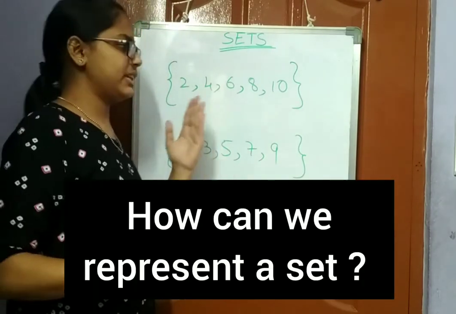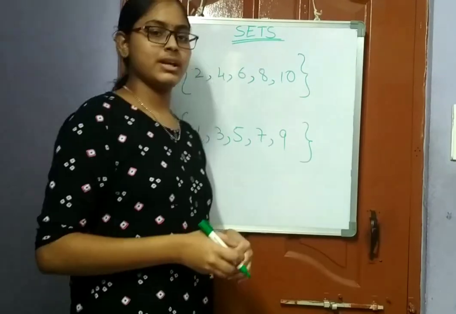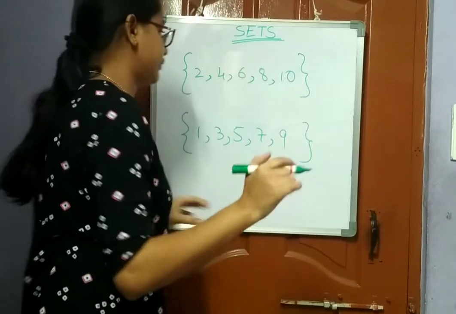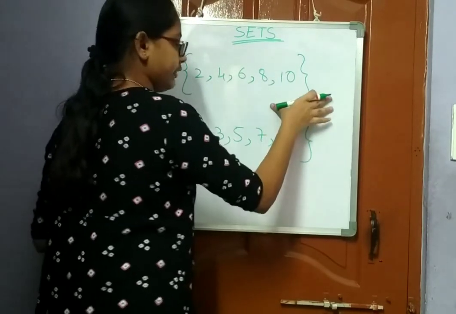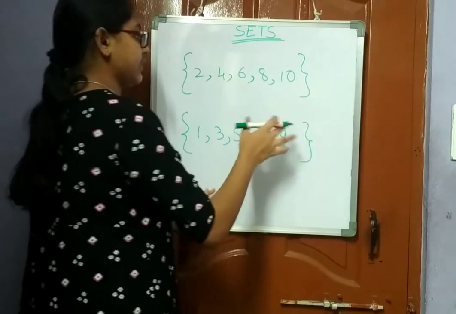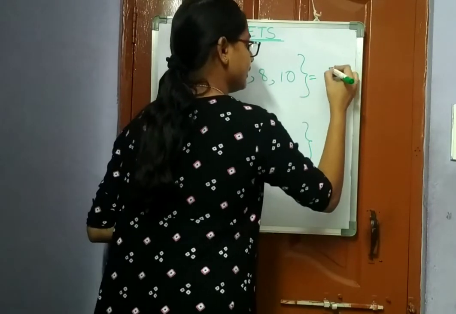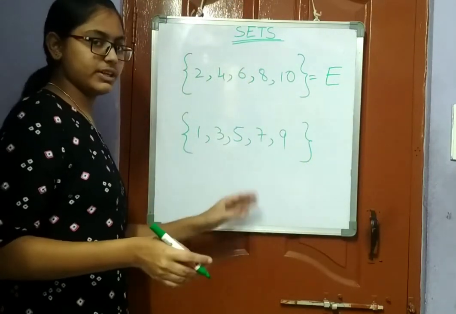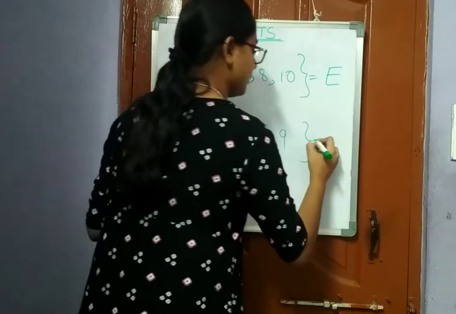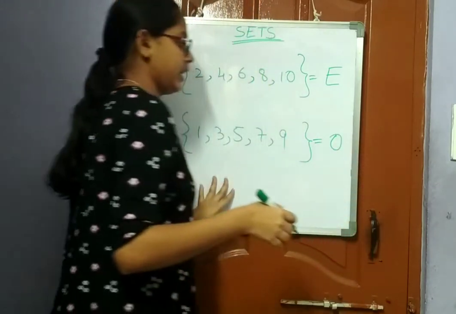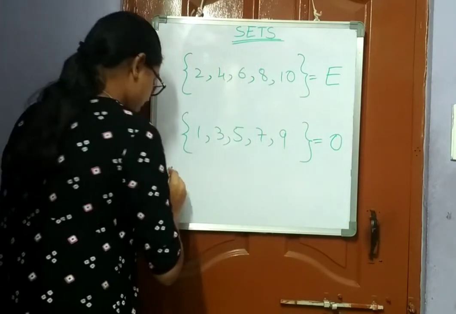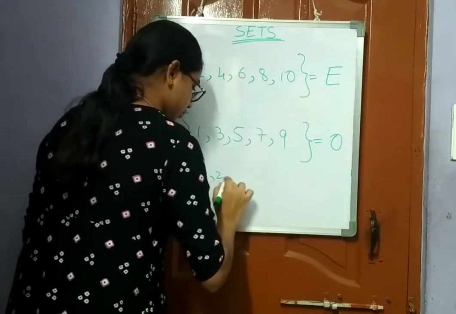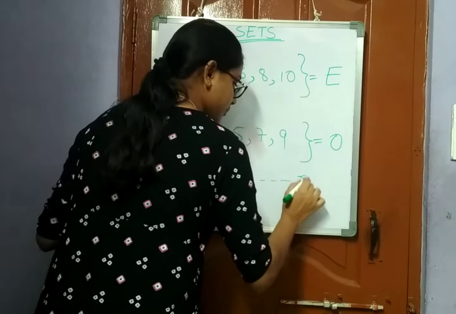Now, how can we represent these two? Sets are denoted by capital letters of the English alphabet. For example, this is a set of first 5 even numbers, so this can be written as capital E. And this is a set of first 5 odd numbers, so this can be written as capital O. And also, natural numbers is denoted by N. That is a set of 1, 2, 3 and so on up to infinity.